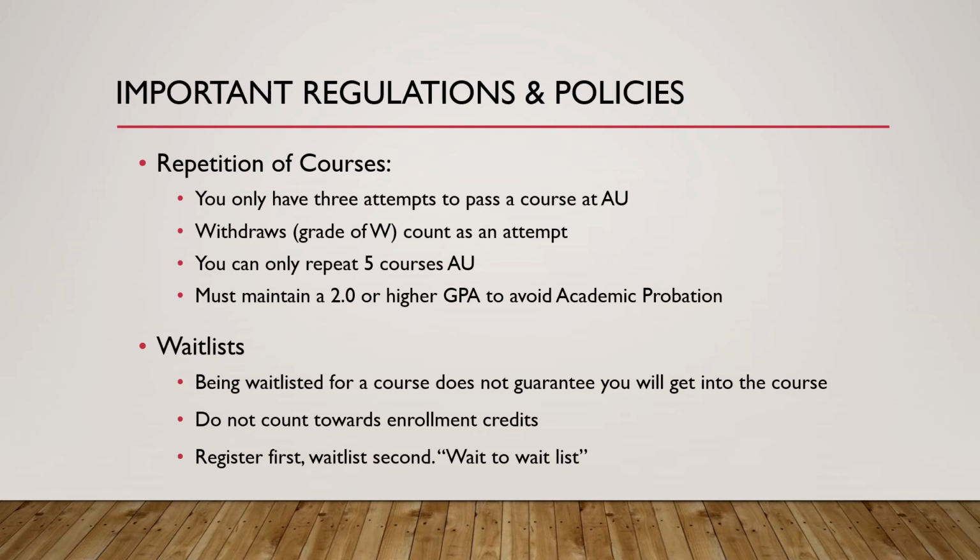For repetition of courses, you have 3 attempts to pass a course at AU, and a withdraw or a W does count as one of those attempts. You can only repeat a total of 5 courses at AU, and you must maintain a GPA of 2.0 or higher to avoid academic probation.